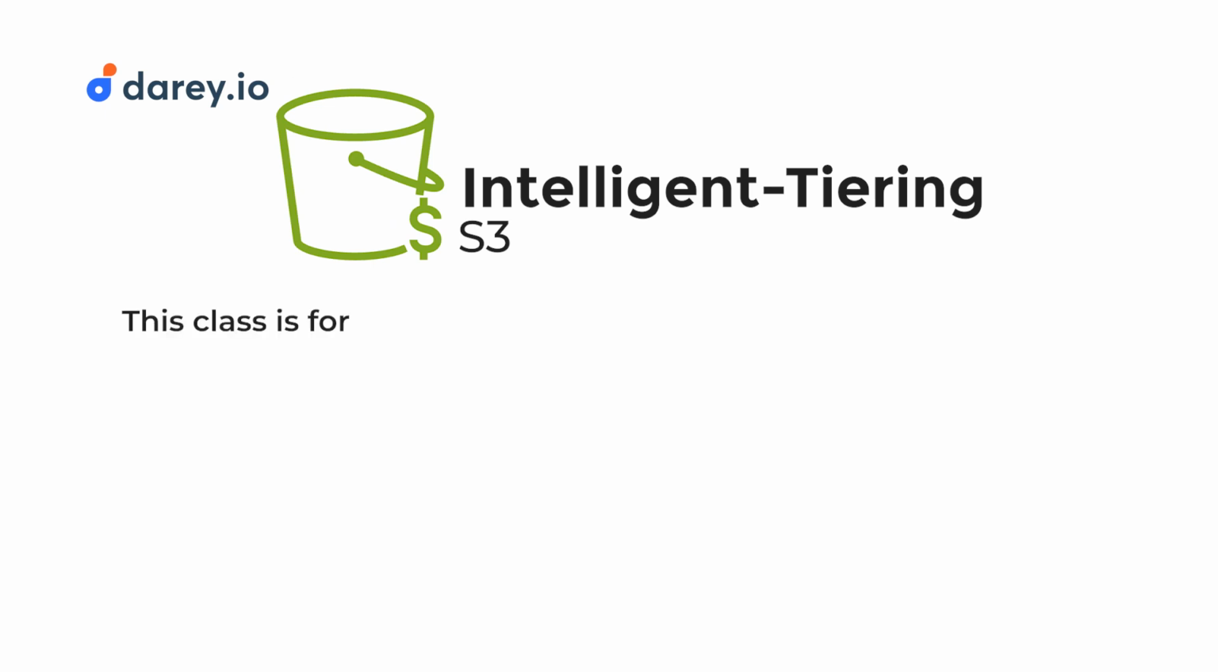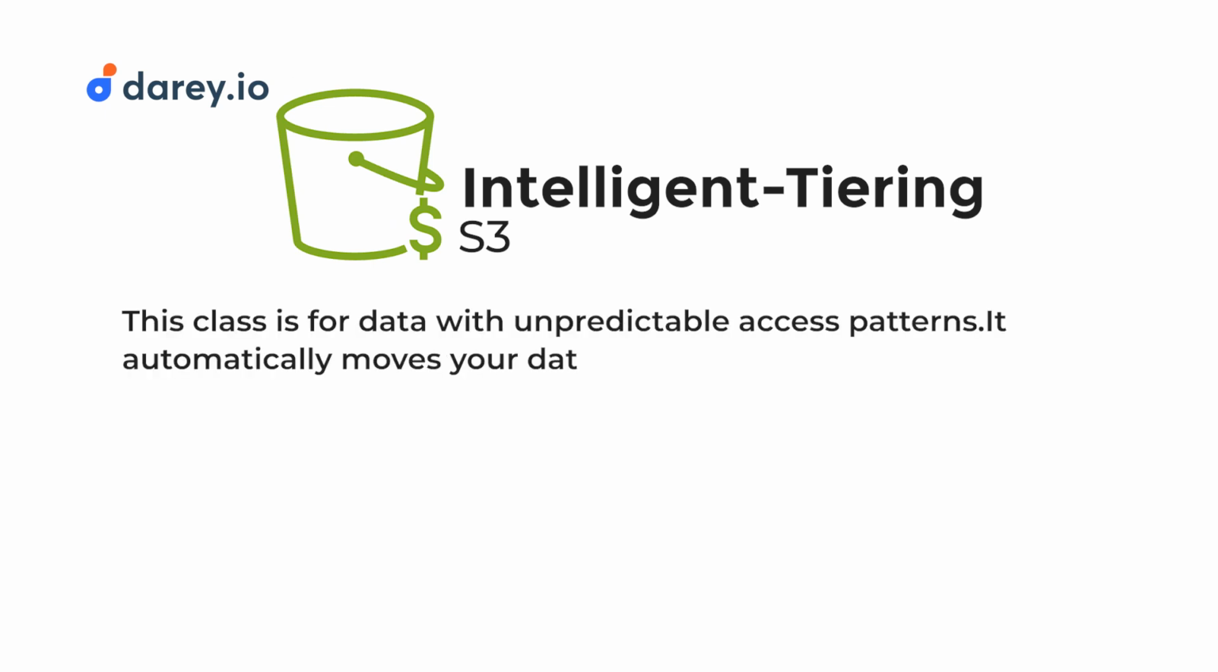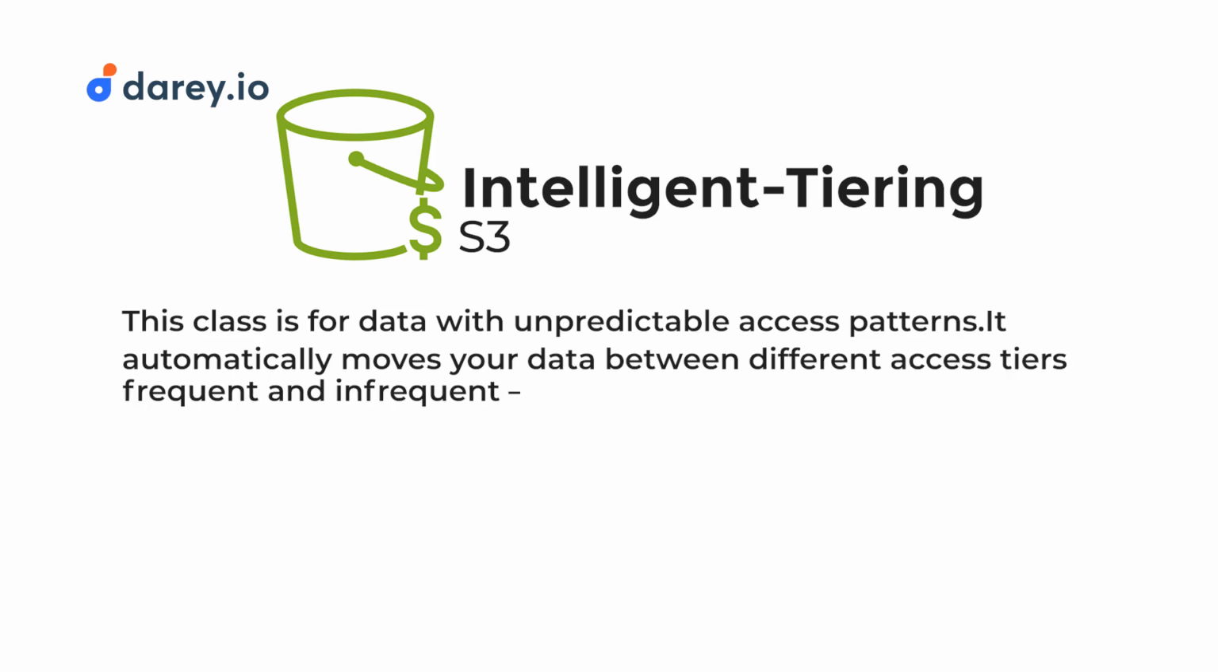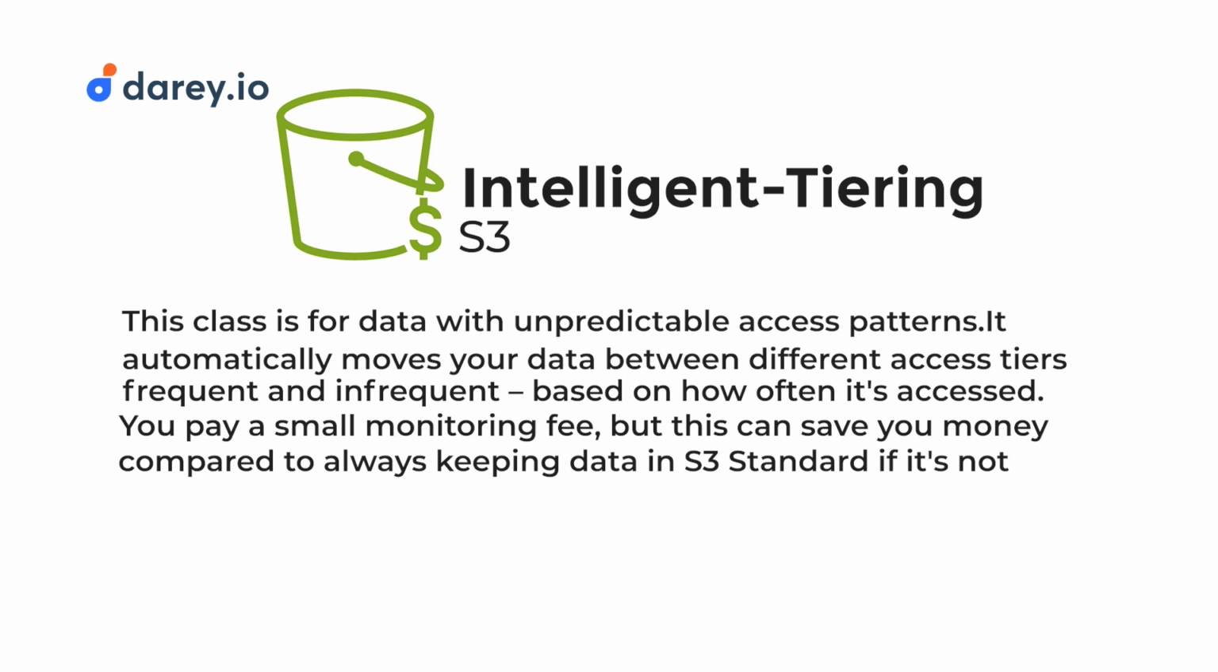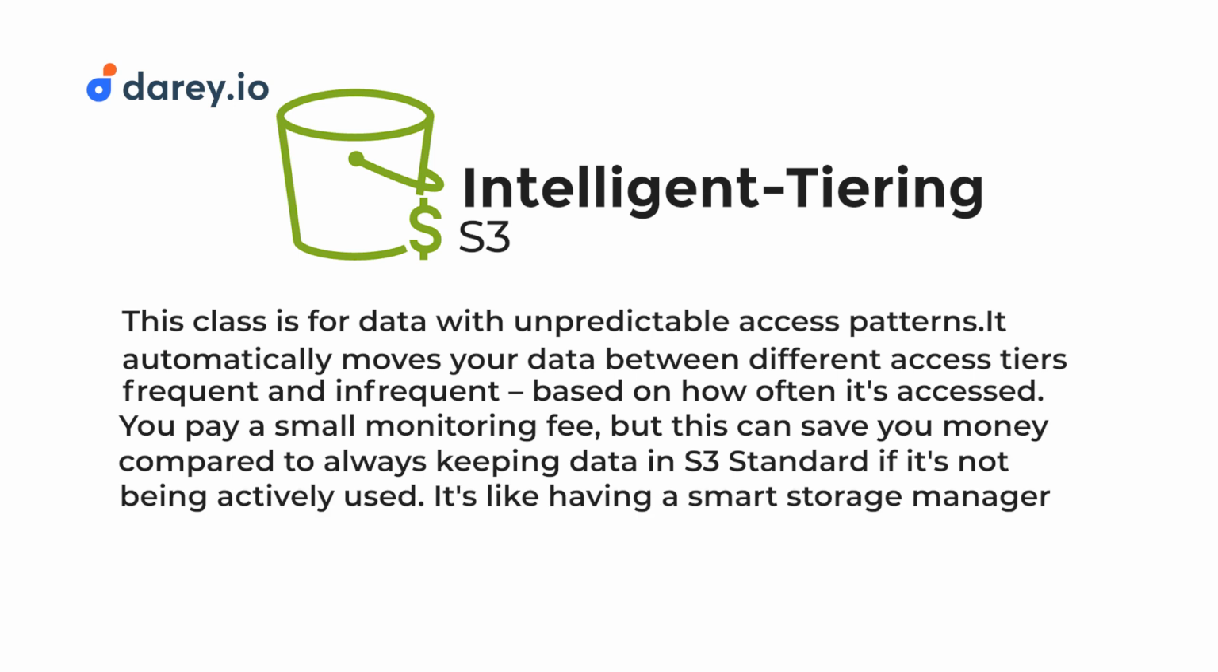S3 Intelligent Tiering. This class is for data with unpredictable access patterns. It automatically moves your data between different access tiers, frequent and infrequent, based on how often it's accessed. You pay a small monitoring fee, but this can save you money compared to always keeping data in S3 Standard if it's not being actively used. It's like having a smart storage manager that optimizes costs for you.